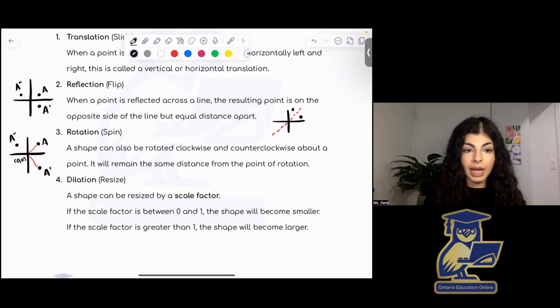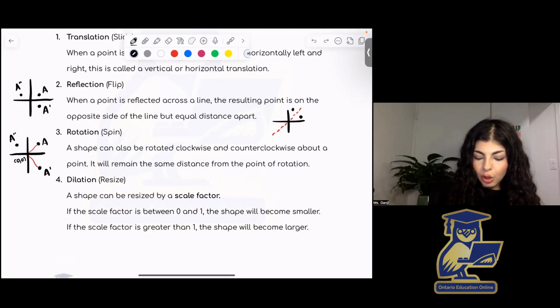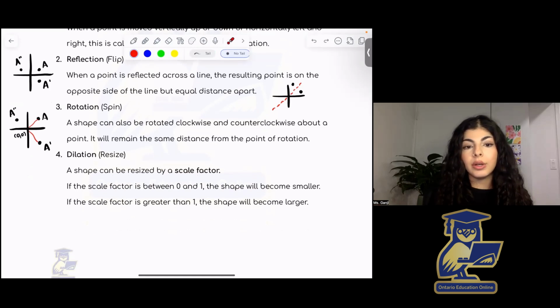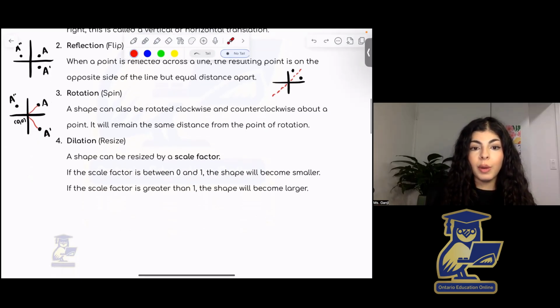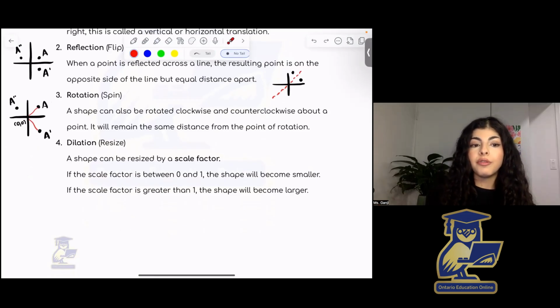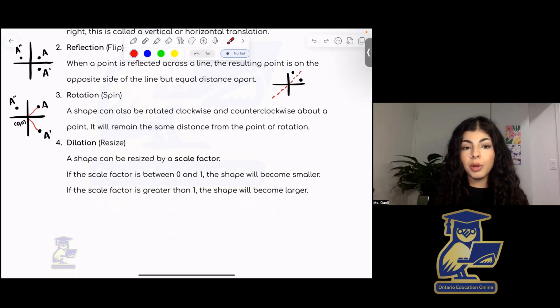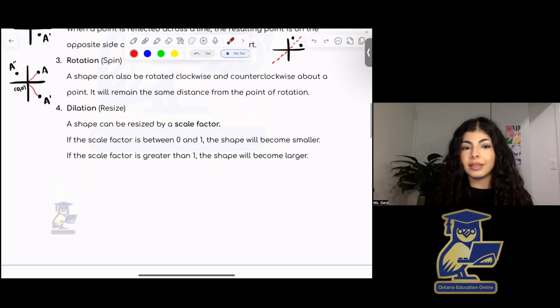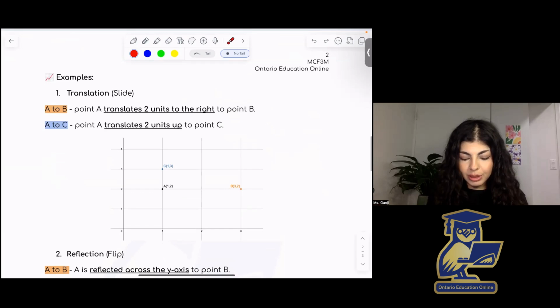So that's essentially resizing, and a shape can be resized by a scale factor. So if your scale factor is between 0 and 1, you are multiplying the dimensions of your shape by that scale factor, and your shape is actually shrinking and becoming smaller. However, if your factor is greater than 1, when you multiply, the dimensions are growing, they become bigger, so your shape is also larger. And I hope you realize that when the scale factor is 1, it's just the same shape. So now knowing those, let's look at a couple examples here.